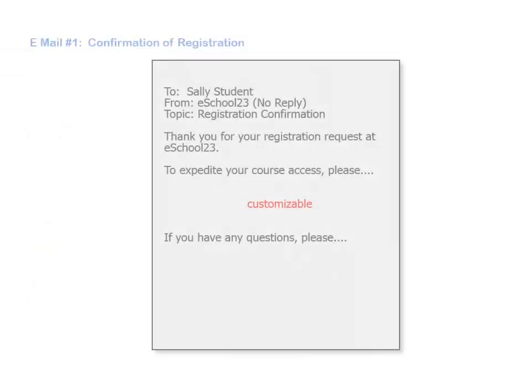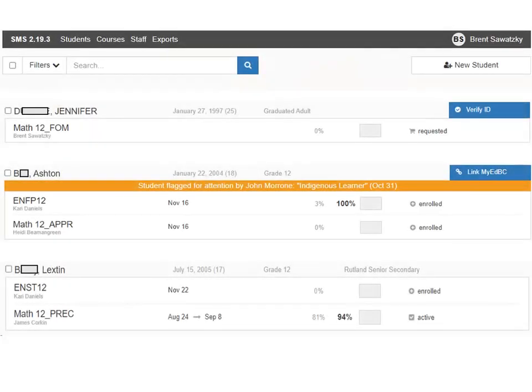Once the registration form is completed, the student automatically gets an email, a confirmation of registration, and this is totally customizable by the program. It's used to confirm as well as encourage students to submit the required documentation. Along with triggering an email, the registration also causes the student to show up in the student management system as requested, and this is the main table that staff sees.